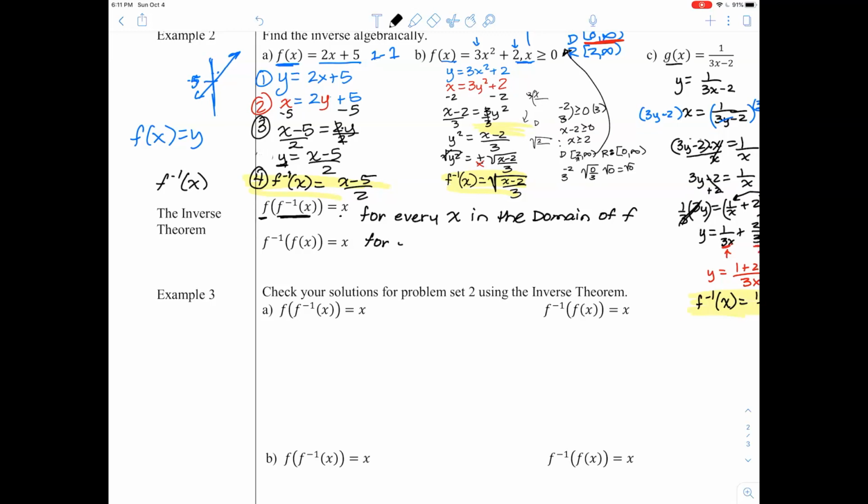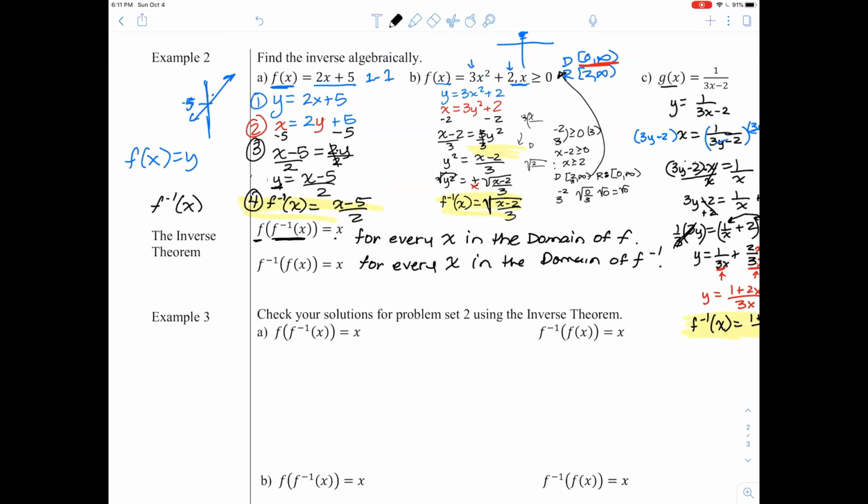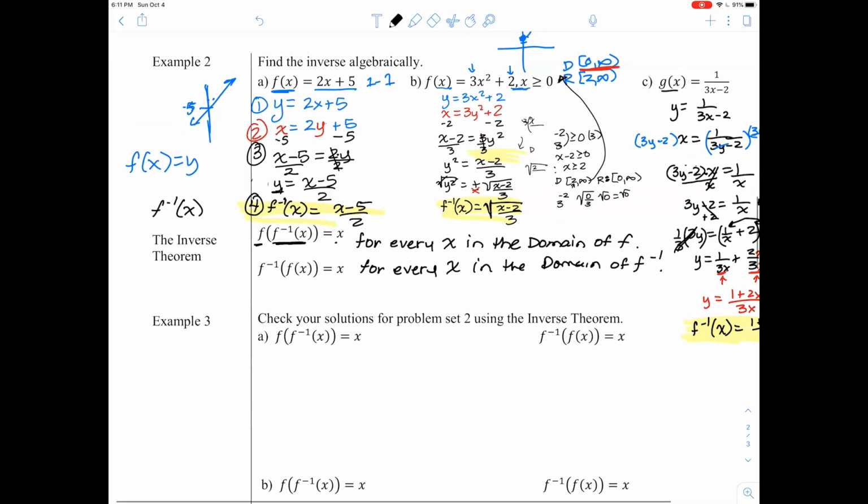And this would be for every x in the domain of your inverse function. So those are your inverse theorems, and what you have to do is just use your algebra very carefully. So what we're going to do here is check your solutions for problem 2, set 2, using the inverse theorem here.